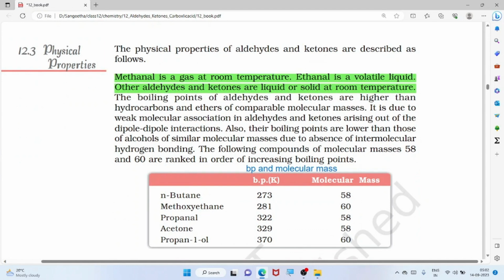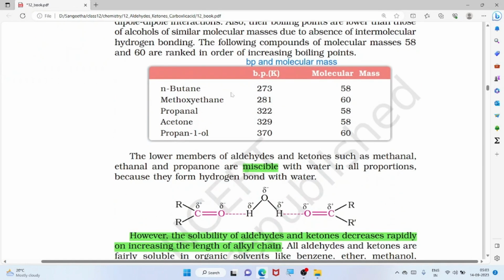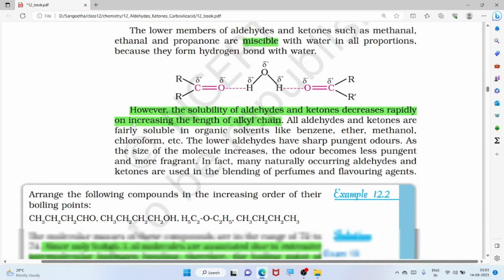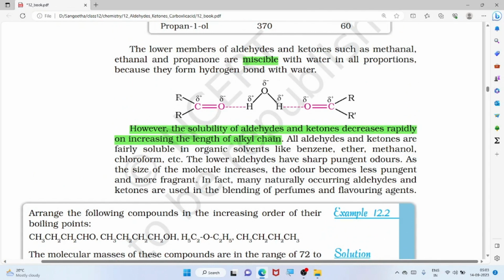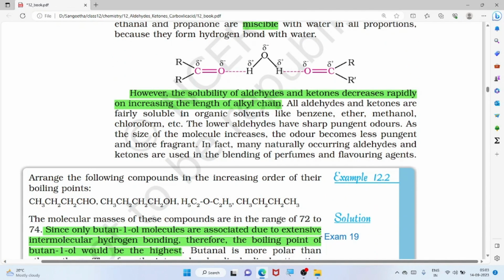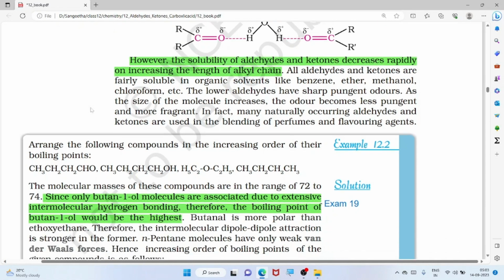Methanal is a gas at room temperature. Ethanal is a volatile liquid. Other aldehydes and ketones are liquid and solid at room temperature. These are the boiling point and molecular mass comparison: with more molecular mass, the boiling point increases. As the length of the alkyl chain increases, the solubility decreases.